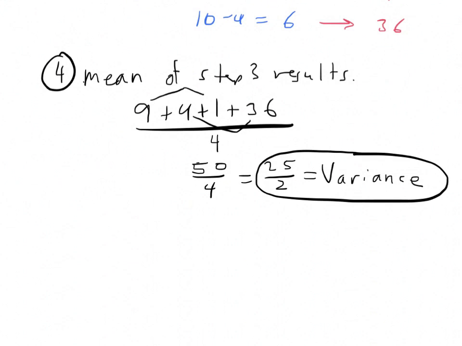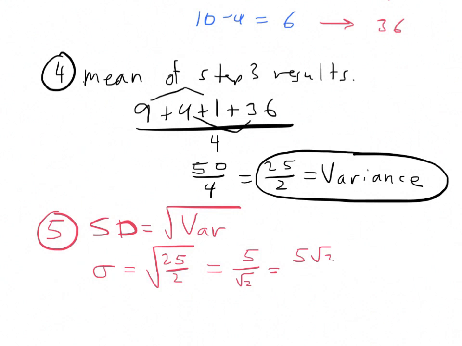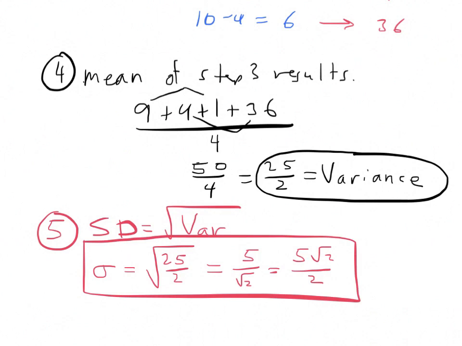And then our final step, step 5, we remember that the standard deviation is equal to the square root of the variance. So our standard deviation, our lowercase sigma, is going to be the square root of 25 over 2, which we could reduce to 5 over root 2. If you wanted to, you could make that 5 root 2 over 2. Any of those would be acceptable. This is the standard deviation for that set of data.